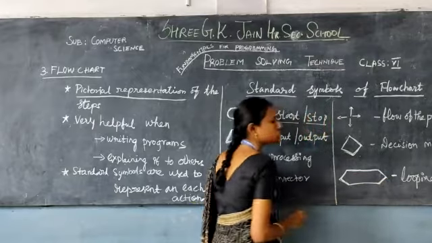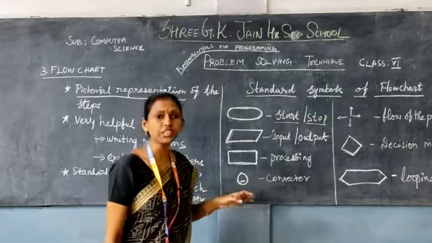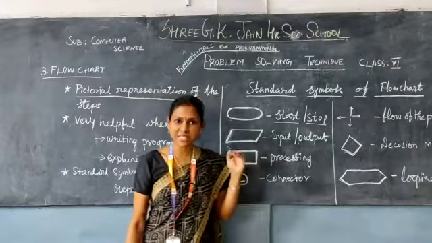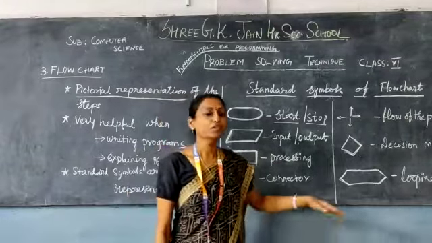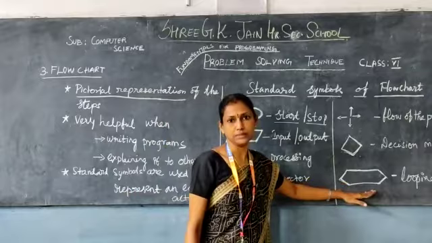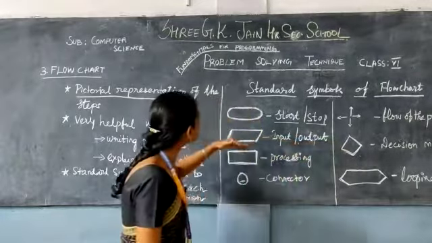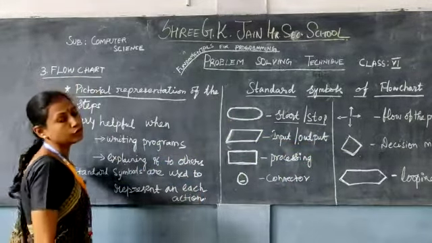Next, this symbol is used for a looping structure. Looping structure means that to repeat some action again and again, we have to use this symbol. These are all the things about the flow chart.